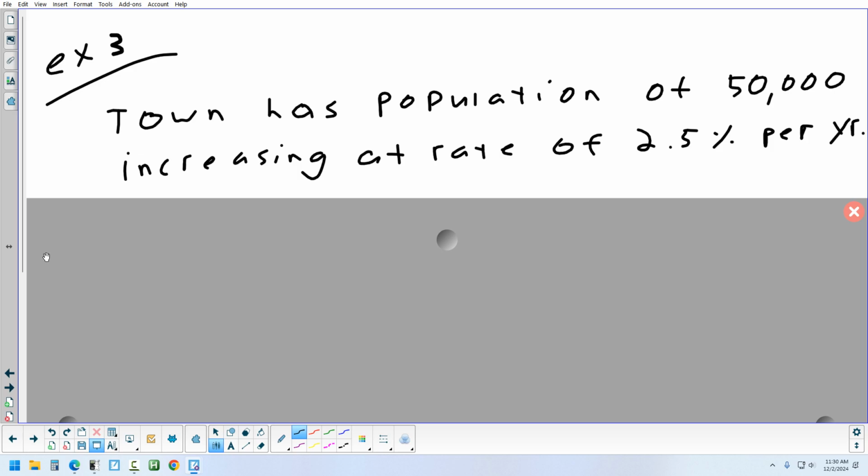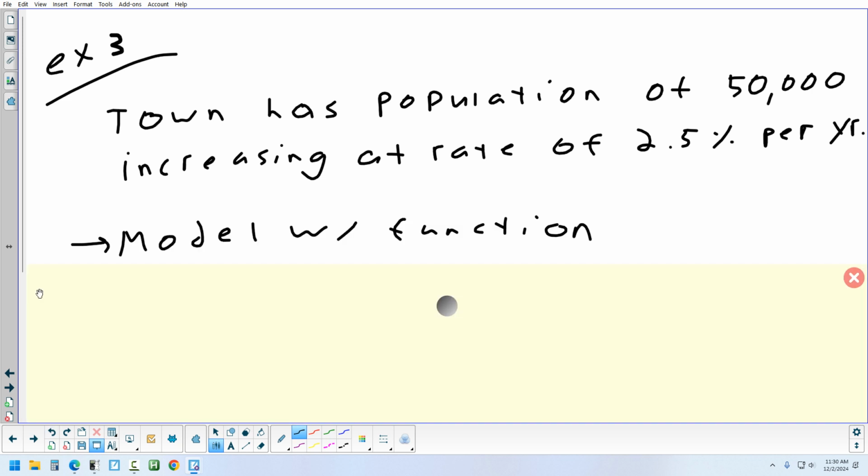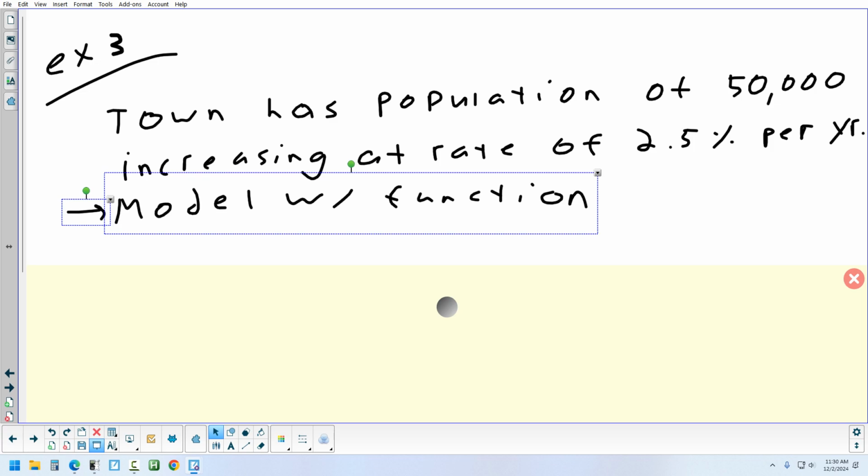So is this growth or decay? This is growth because of the word increasing. So increasing is still important. It tells you something different. Okay, so the first thing they want us to do is model this with a function. Let's do that first.